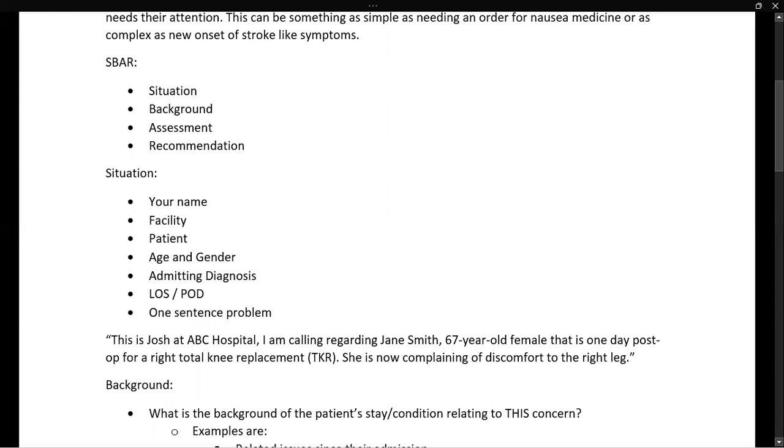Keep in mind, as a nurse, when you're calling the provider, they may be taking calls from multiple facilities, and different facilities may have different protocols for what they can order and different abilities for what they can do. So you need to be sure to include the facility. You want to include the admitting diagnosis to give the provider some sort of context for what you're about to tell them. There's a big difference between discomfort to the leg when a patient is post-op total knee replacement versus if they're in there for pneumonia or migraines.